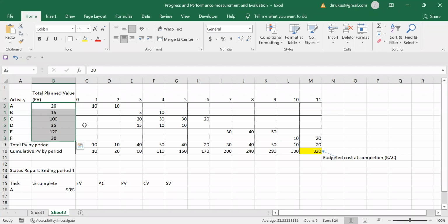So this activity A will be completed in this period and this period, right? Actually in this example, you have to think that these are time periods, right? So these are indicating time periods. So can anyone tell me what is the meaning of this one? Is this one the beginning of period one or at the end of period one?